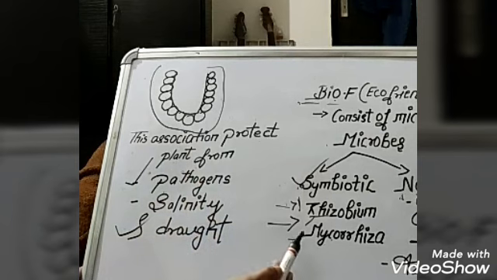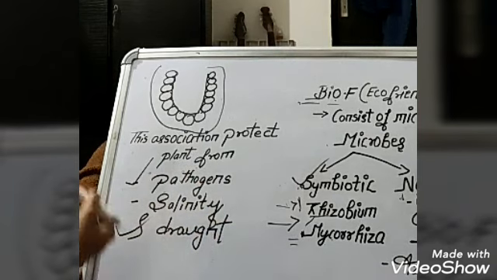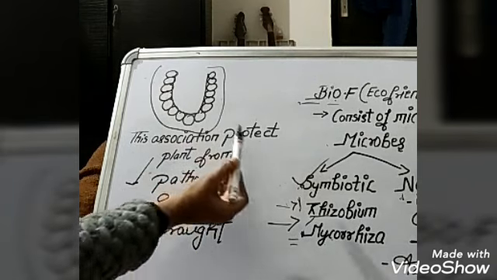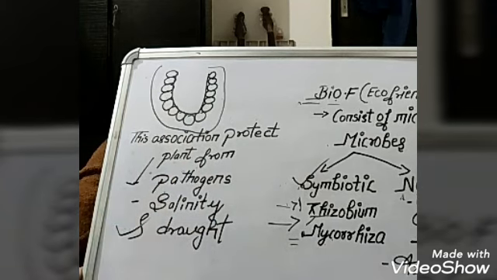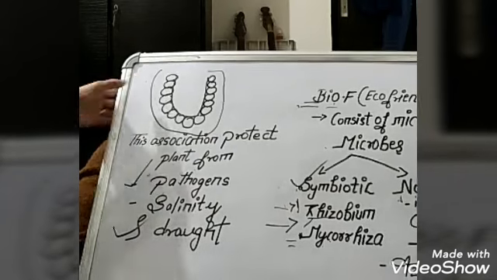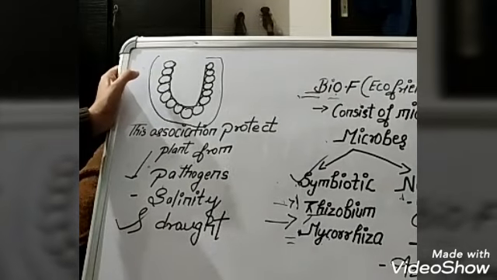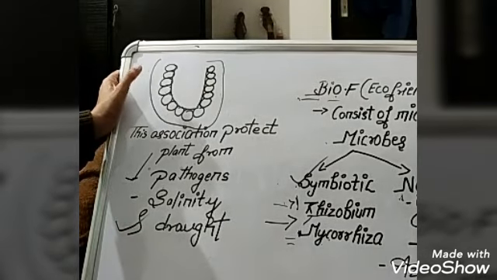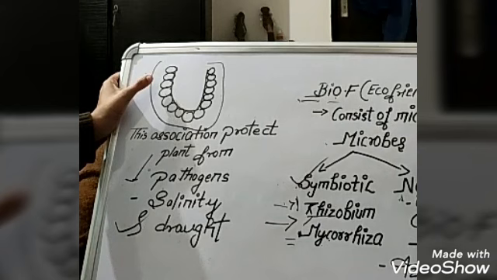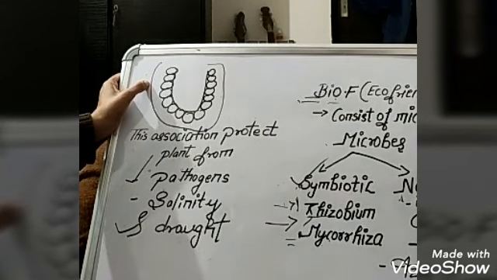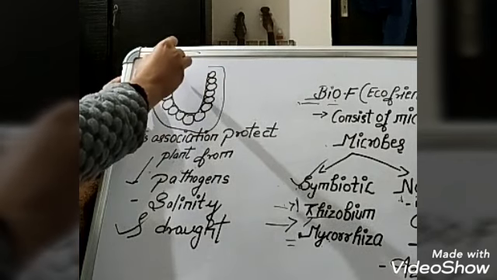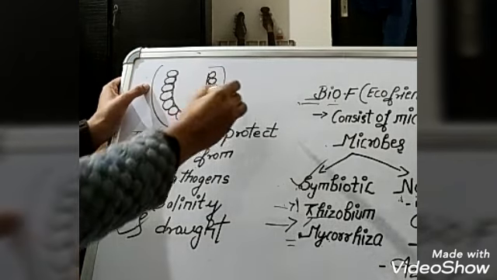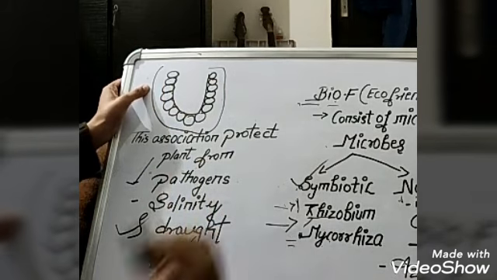Now the mycorrhiza association helps to protect the plant from three things: pathogens, salinity, and the third one is drought. Now how? Fungi attach to the outer lining of the root. Because of that, this association prevents the entry of pathogens. Fungi attach to the root of the plant, and because of that the entry of pathogens is restricted.